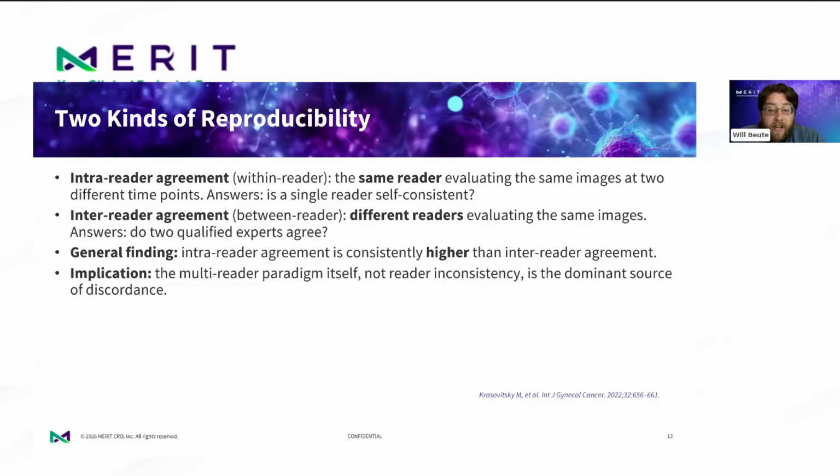That leads to an important implication. If the biggest gap is between readers rather than within them, then the multi-reader paradigm itself, the fact that we use more than one reader, is the dominant source of discordance. So it's an inherent part of BICR. However, it's not primarily that individual readers are inconsistent or making mistakes. Very often, two experienced expert readers can simply have medically justifiable differences in how they interpret very ambiguous disease presentations.